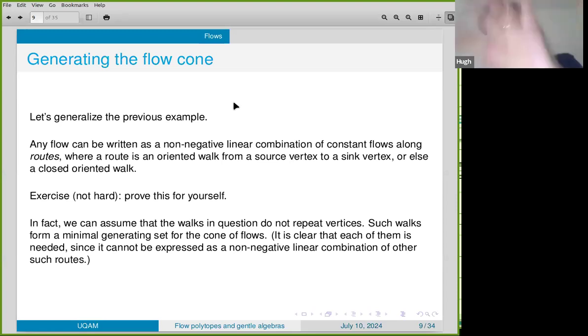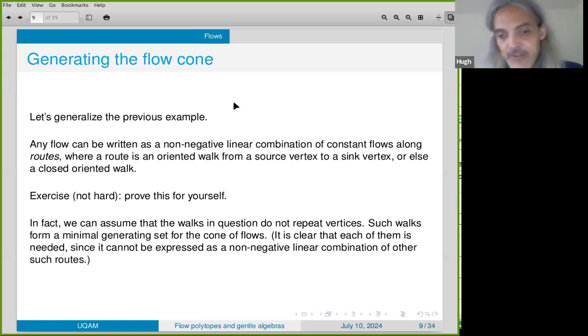and just puts a flow of 1 on each of the edges, and that's going to be an actual flow because when it comes to a vertex, it has flow 1 going in and flow 1 going out. So such a route does define a flow, and then it turns out that any flow can be written as a non-negative linear combination of the routes, basically for the same reason as what I said in the example we were looking at before.